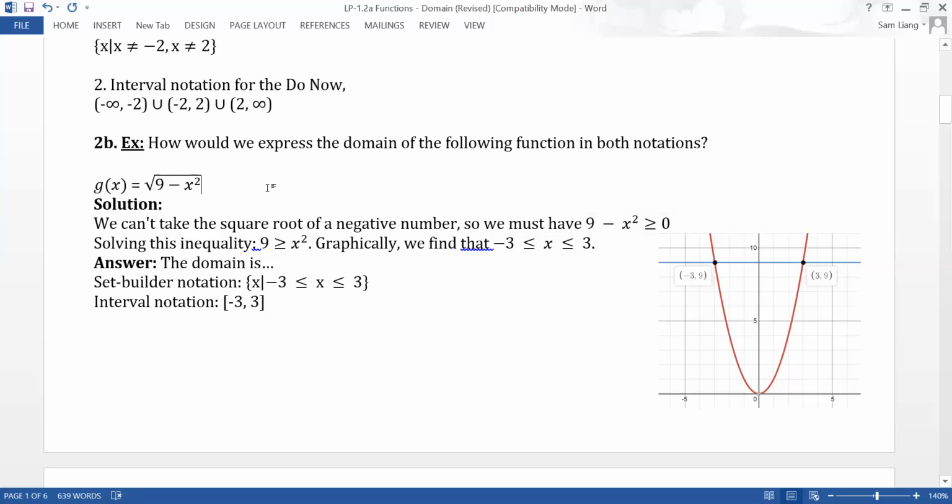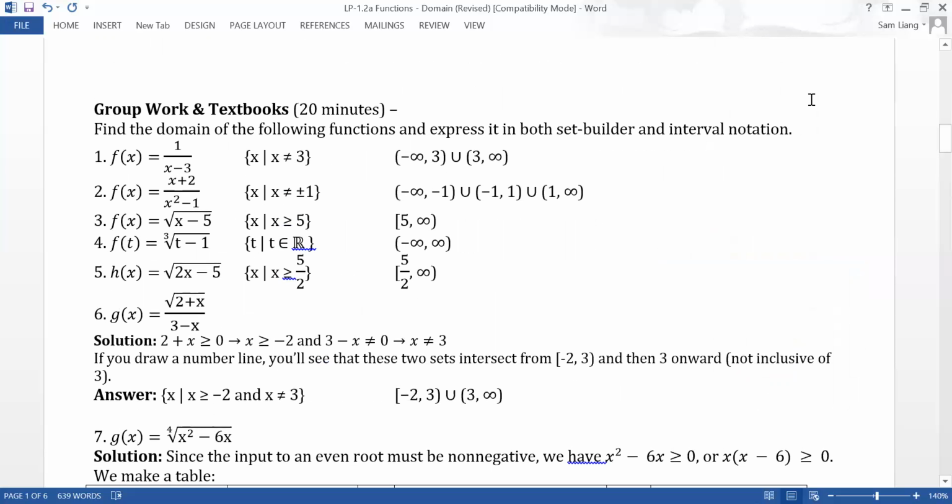That's okay, right? So therefore our final answer, in set builder notation, is going to be x such that x is between -3 and 3 inclusive on both sides. And then interval notation, this one's easy, thankfully. It's going to be -3, comma 3 in brackets because, again, those values are included. All right, from here, let me get to the worksheet.